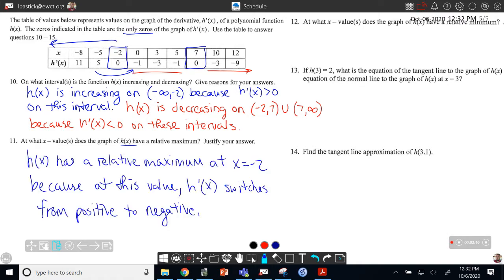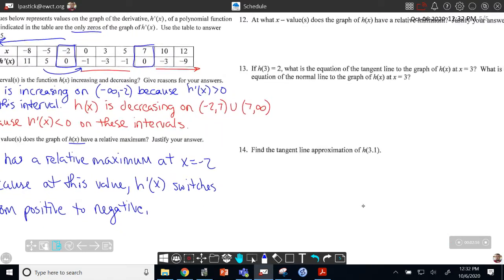So my answer reads, h of x has a relative maximum at x equals -2, because at this value, h prime of x switches from positive to negative. And again, that means the original function goes from increasing to decreasing, which is the definition of a relative maximum. So on to the next one.